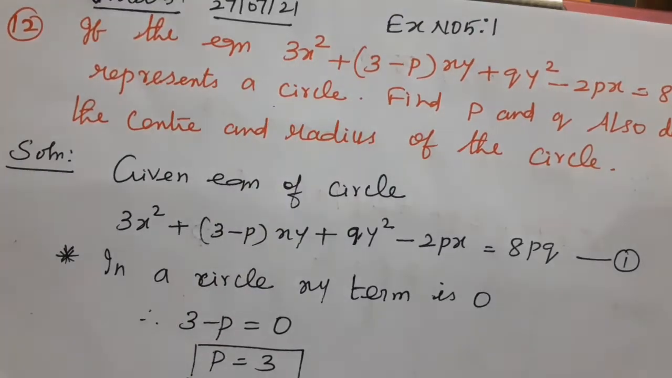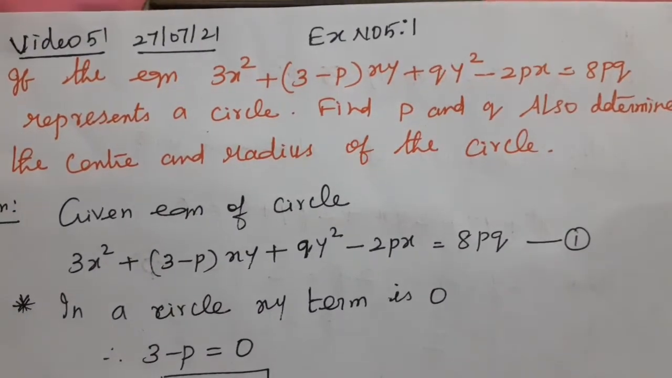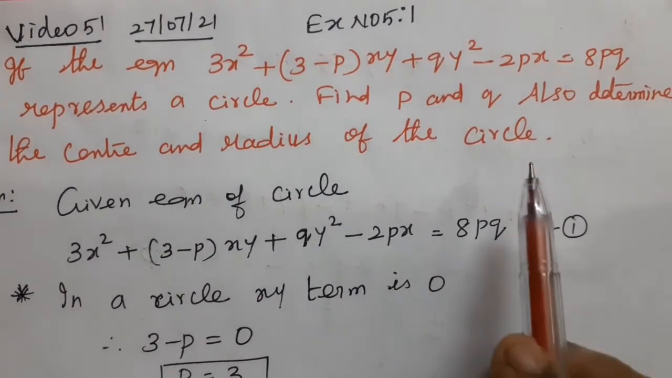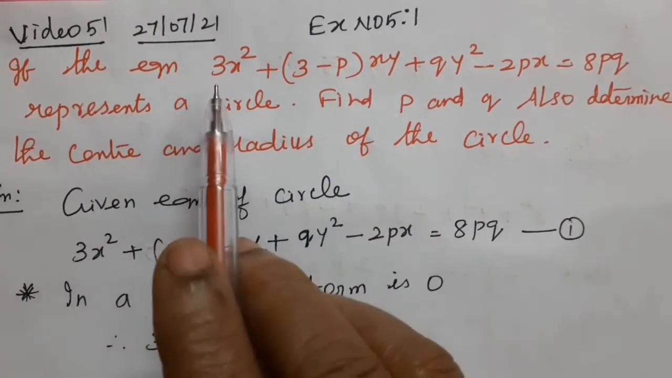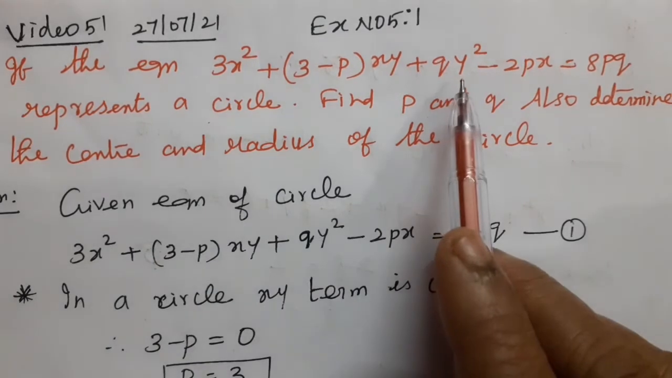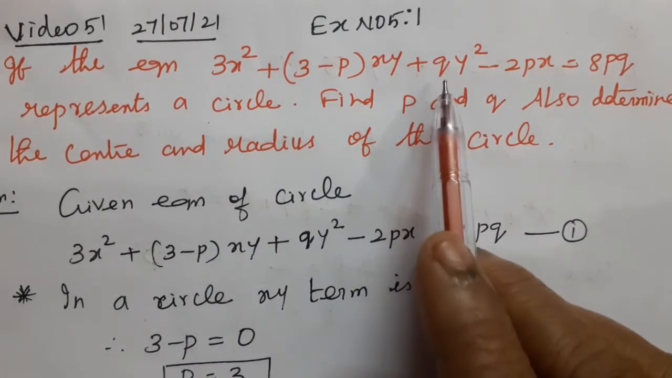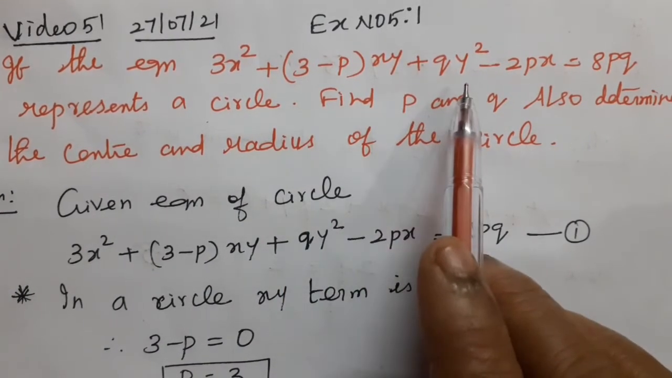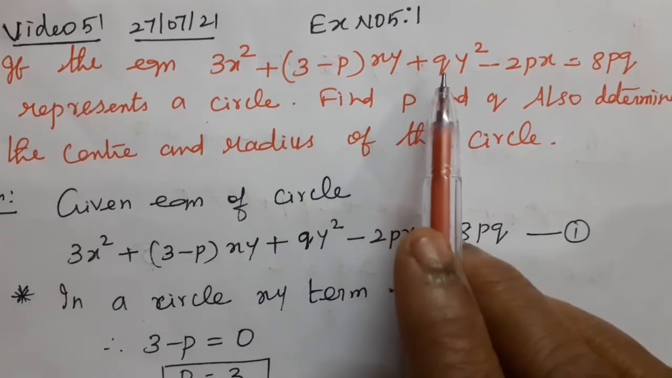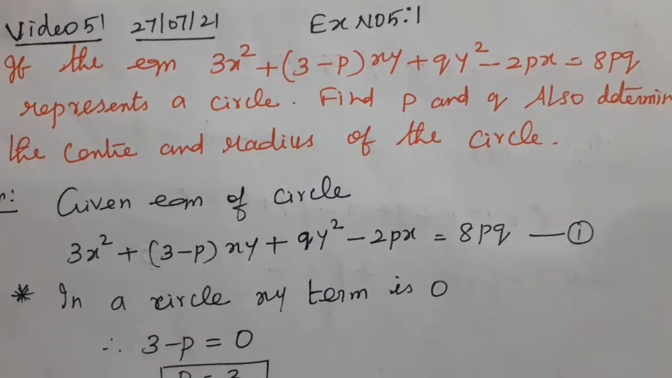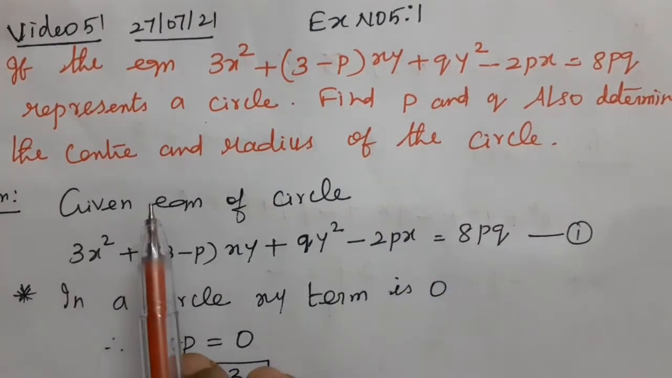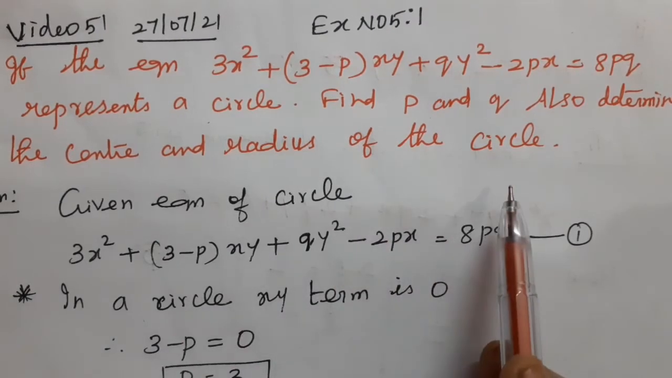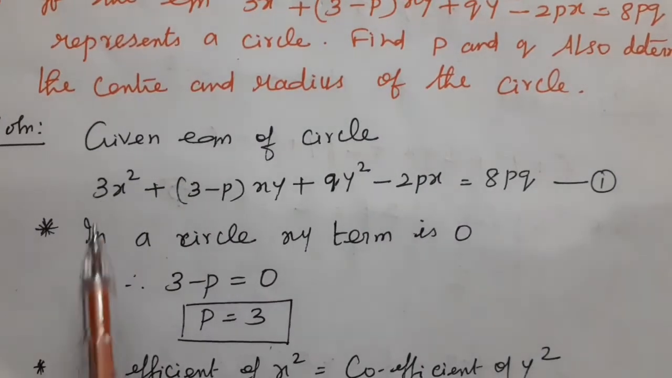If the given equation becomes a circle, the coefficient of the xy term equals 0, and the coefficient of x² equals the coefficient of y². Using these two conditions, we are going to find the values of p and q, and also determine the center and the radius of the circle. Now listen to the solution.